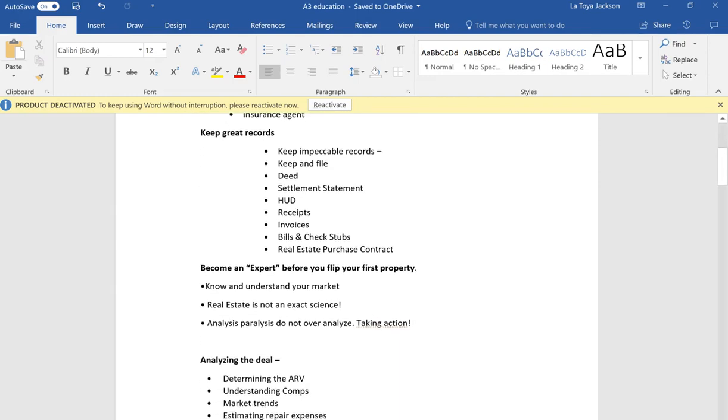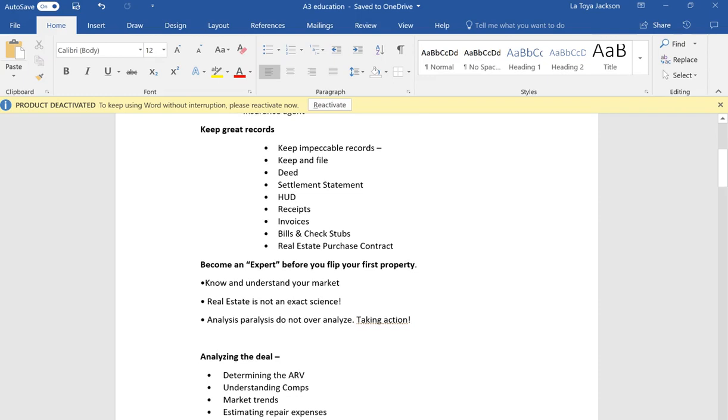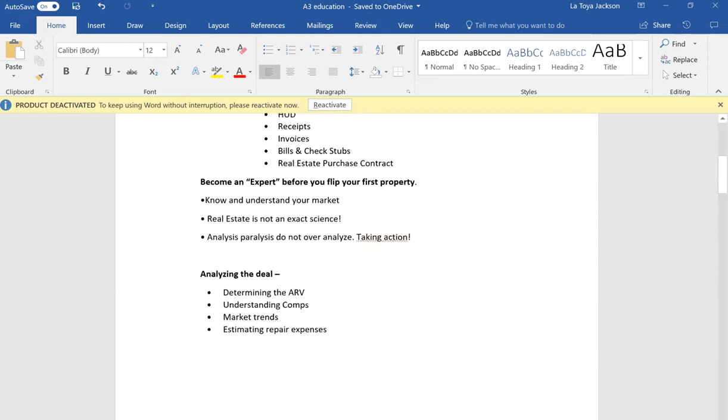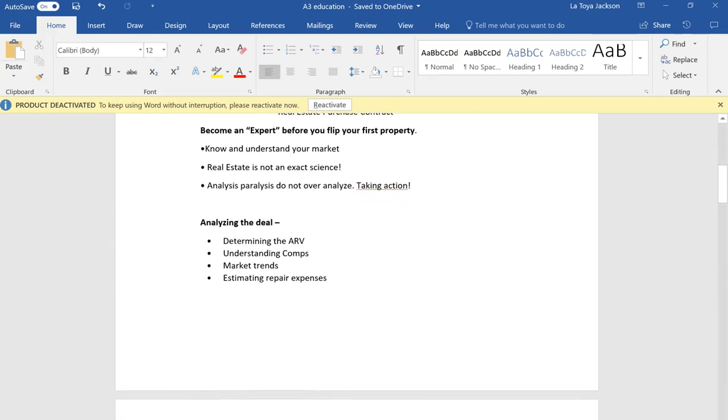So the other thing you need to be prepared for in getting started in your fix and flip business is keeping great records. I have to really stress, keep great records. It's important to keep impeccable records. You want to keep records of your deed, your settlement statement, your HUD-1, your receipts, invoices, bills, check stubs, purchase agreement, purchase contract, all these things. If you're not good with keeping records, you have to get really good, or you have to hire someone to do this for you.